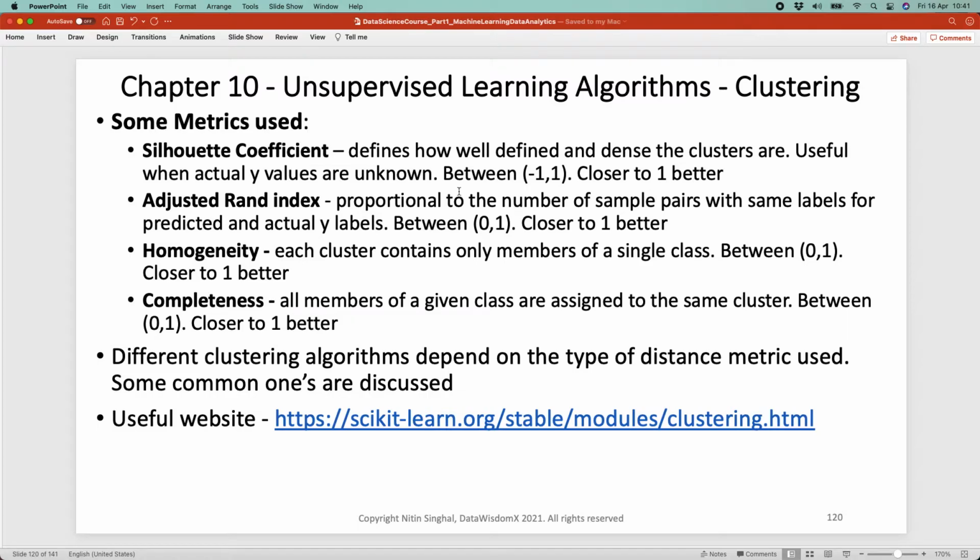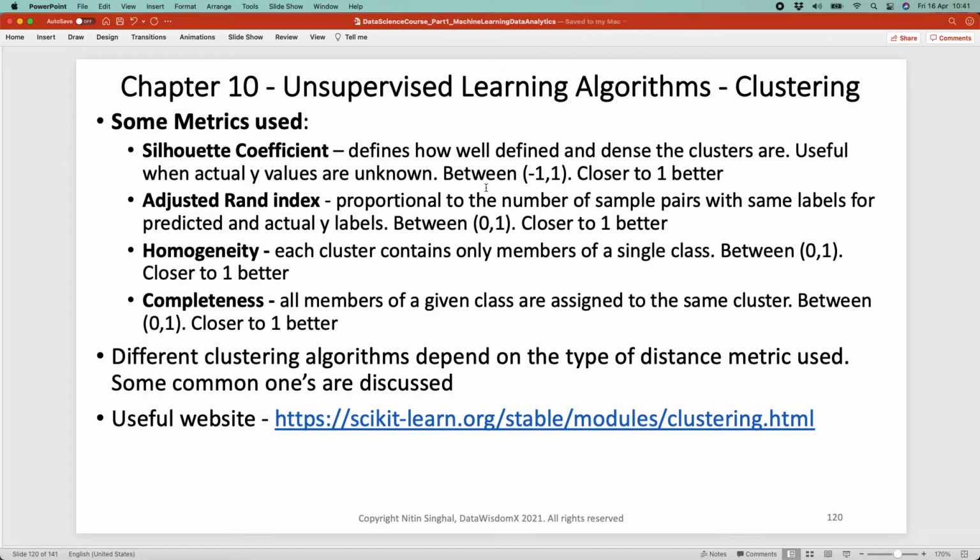Now, some metrics which are used for clustering are given. So the first one is Silhouette coefficient. Now that defines how well defined and dense the clusters are. Now this is useful when the actual values are unknown for y variables, right? It's between -1 and 1, and the closer to 1, the better. So the metric lies between -1 and 1, and you want it to be closer to 1.